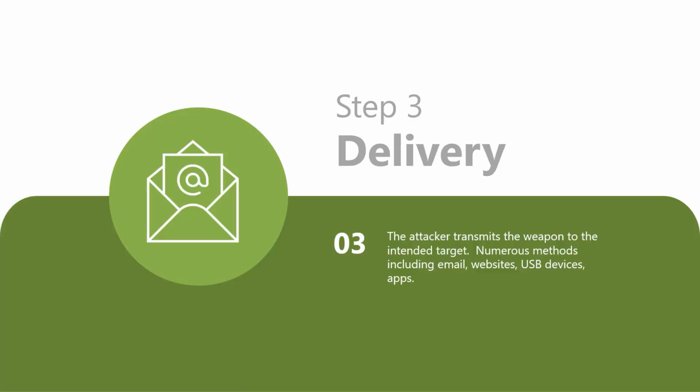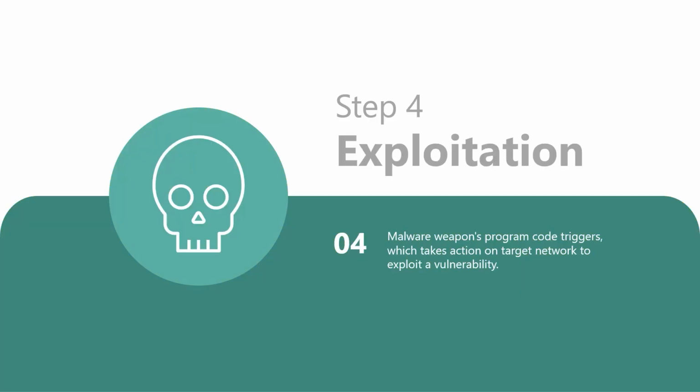The delivery step is where the attacker then transmits that weapon that was developed to the intended target. Numerous methods, including email, websites that you visit that have been compromised, USB devices, applications such as demos or games, or tools that are downloaded, such as hacking and cracking tools, sometimes by staff, contain these weapons within the delivery mechanism. But then once the delivery has taken place, the exploitation is the next step.